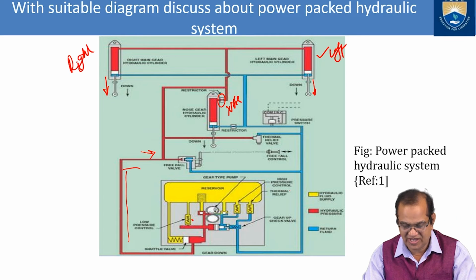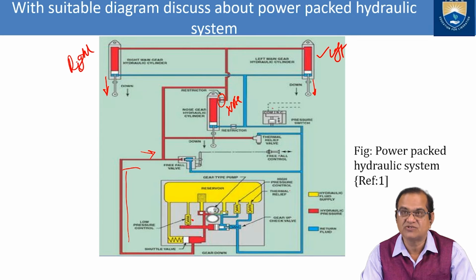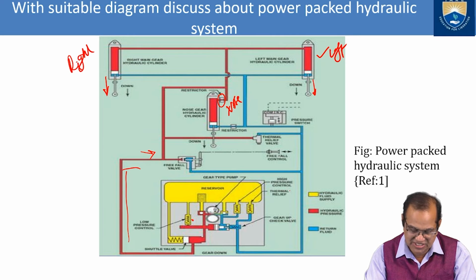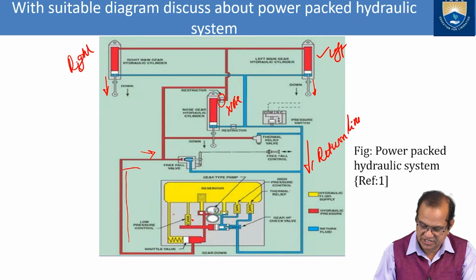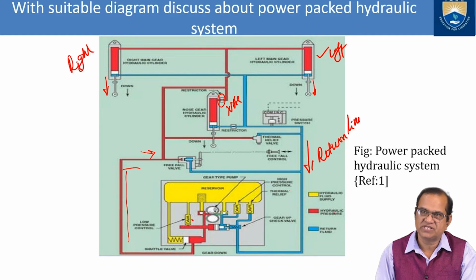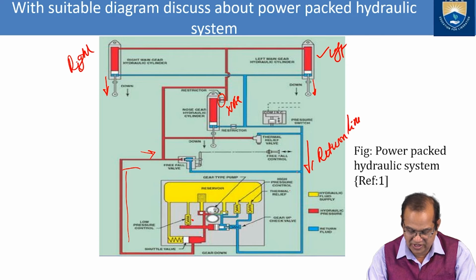So this is a very simple diagram. Here we have the pressure switch. This pressure switch will measure how much pressure is generated, and these are the return lines. This yellow is your hydraulic fluid without pressure, and this is the return line. In this return line you will have the free fall control, and here we have the free fall valve. So during free fall of the system it will function.